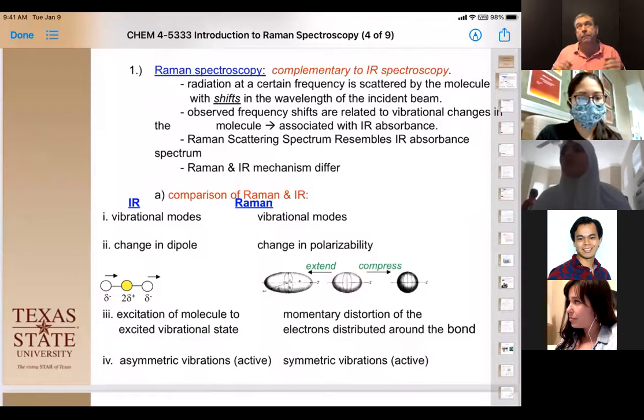It works a lot on symmetrical or cylindrical types of bonds and molecules, because in those systems you can have this equal and opposite vibration mode, which is not IR active. So even though it's the same functional group, there are certain vibrations where one we see in IR and one we're only going to see in the Raman.